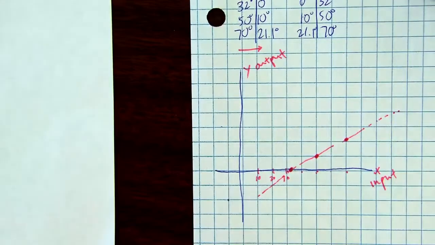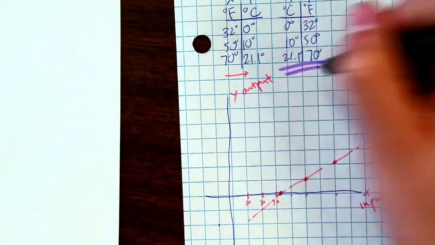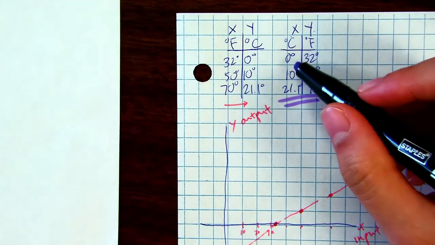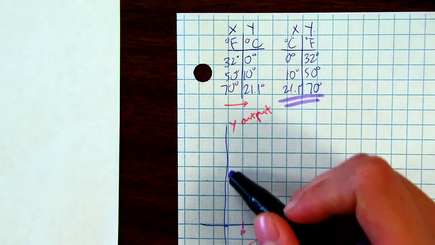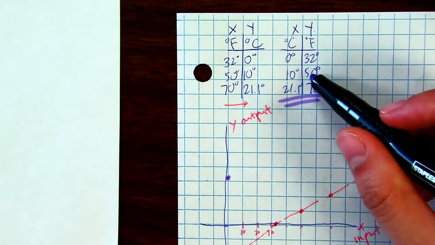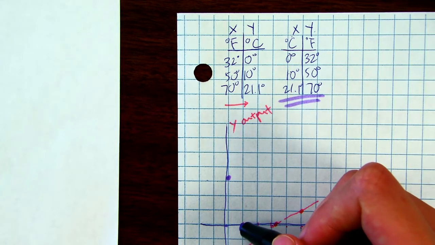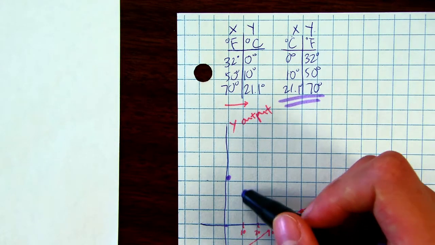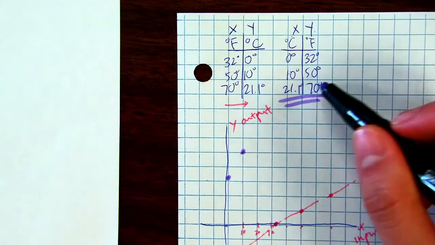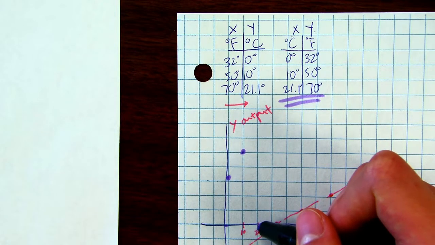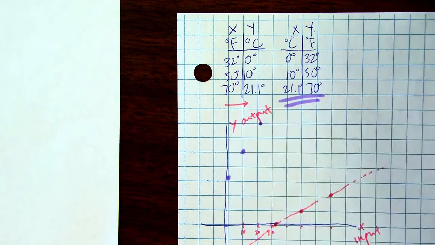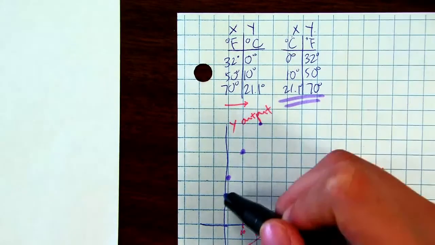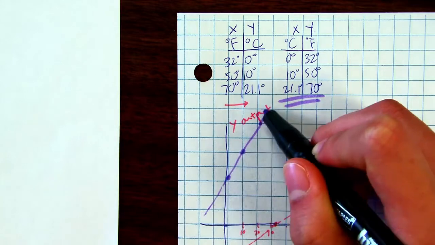Okay, now let me take a look at my second function, or my second table here. If I take these points, I'm going to label them. At 0, I have 32 degrees, so 0, 1, 2, 3, 32. Here's my first point. Second point, at 10 degrees Celsius, I have 50 degrees, so 10, 1, 2, 3, 4, 5. And at 21, I have 70, so going over to 21, 1, 2, 3, 4, 5, 6, 7, 70. Okay, so once I've done that, I'm also going to draw a straight line through these points.